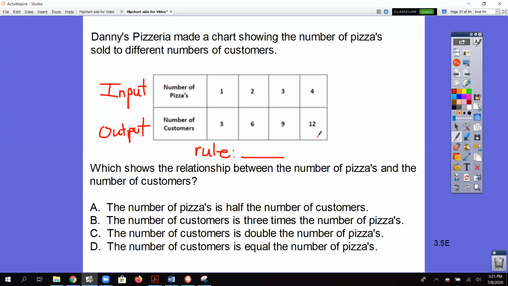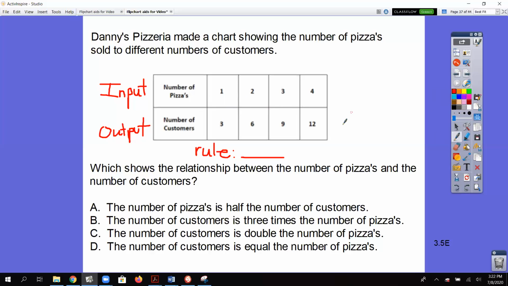So we have to decide what rule, how these numbers are connected to each other. What is the relationship? How did they get from 1 to 3? Well, someone might say, well, 1 plus 2 is 3, which is right. But remember, once we said, if you think you know the rule, it has to be true for all the numbers in the number pair. So let's test that out. Is 2 plus 2 6? No, it's not. So it can't be addition.